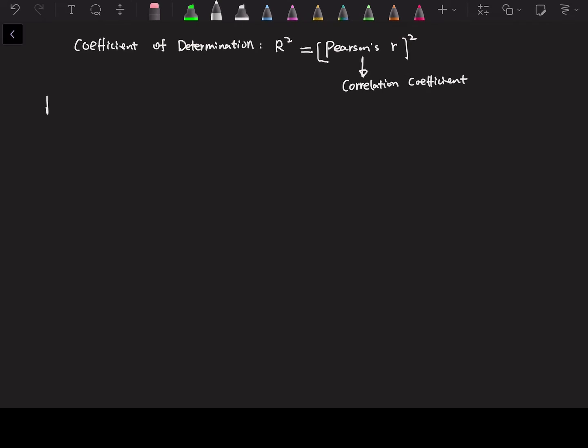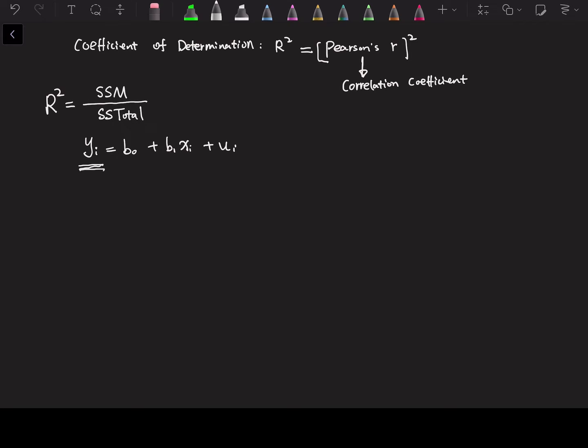So r squared is the fraction of total variation in y that is accounted for or explained by the regression model. That's the sum of squares model divided by the sum of squares total. Let's suppose we have the linear regression y equals b0 plus b1 x plus error, and you want to know why there is variation in y, and you use x to explain y.